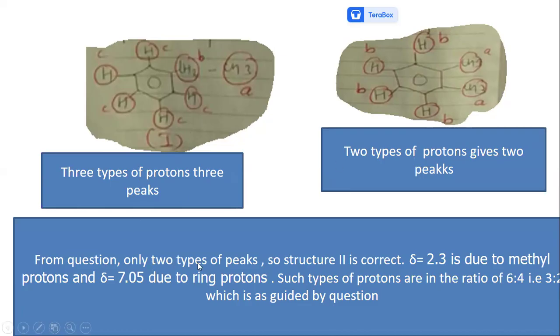From the question, only two types of peaks, so the second structure is correct. The value of delta 2.3 is due to methyl protons and delta 7.05 is due to ring protons. Such types of protons are in the ratio 6:4, that is 3:2, which is what is given by the question.